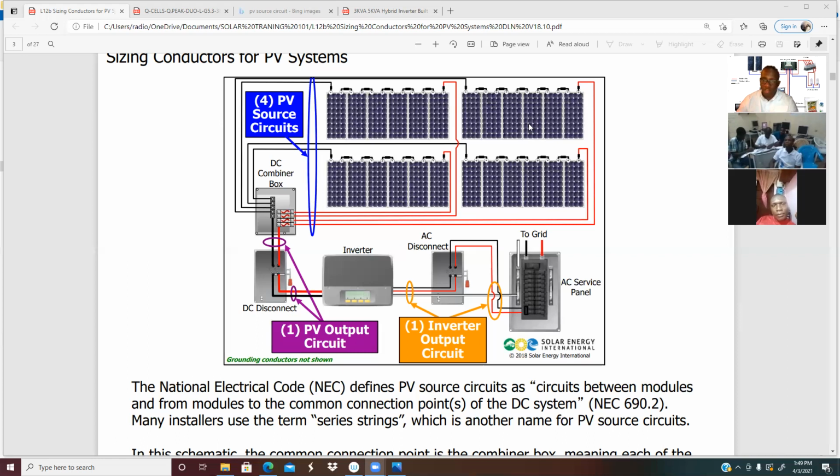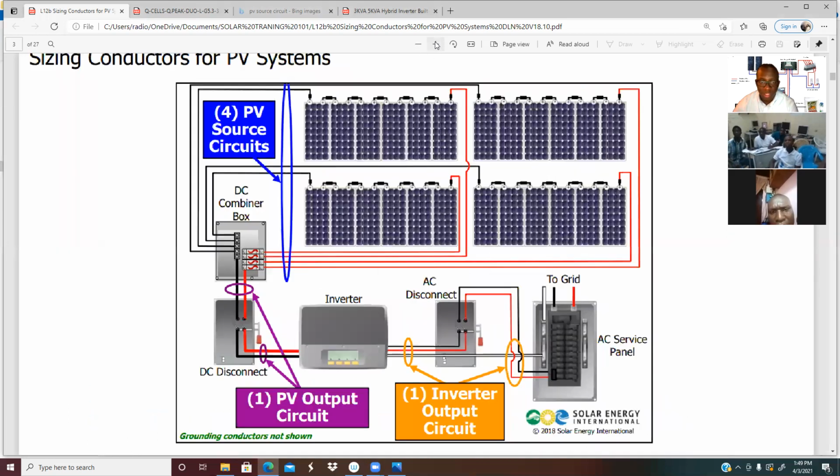My other question is why the socket changes between the DC combiner box. If you notice here, this socket looks a little bigger than the ones over here. Why did it change? Can you zoom in a little bit? Let me see. Okay, I'm seeing.